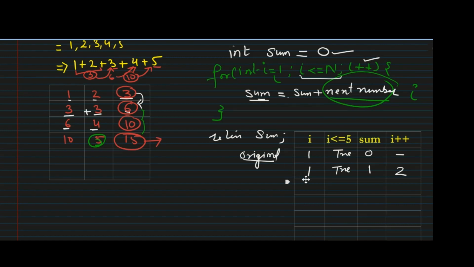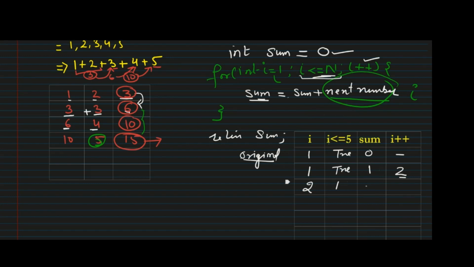In the next iteration, the value of I will be 2 because the iteration has been incremented, and then we will again check if 2 is less than or equal to 5. Yes, it is. It will return true. And what will be the value of sum? In the previous calculation, the sum is 1. So now what are we doing? 1 plus the next iteration. Next iteration is 2, so it will give us 3. So we will get 3 over here, and the iteration will be moved to 3.